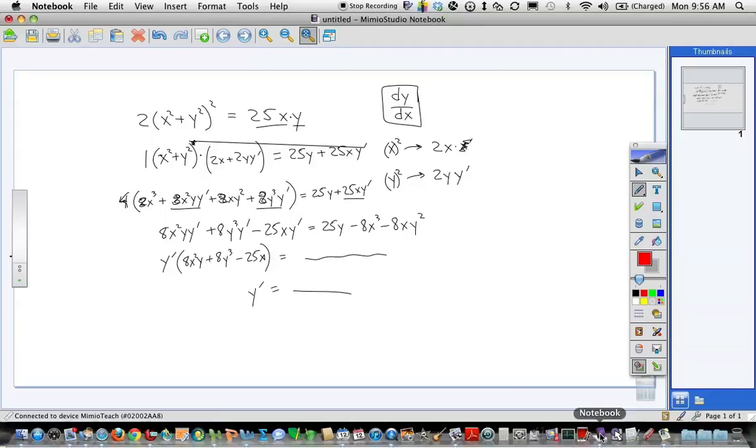And then I'm not going to go through the rest of it right now, just because that's just plugging in numbers and adding, subtracting, dividing, whatever. So you can go through that.